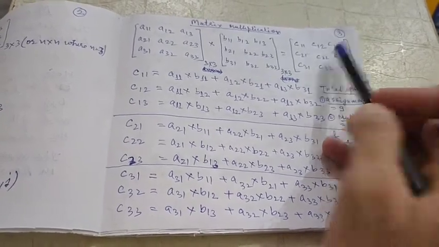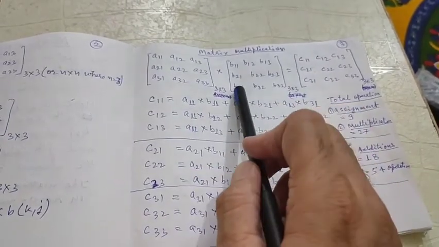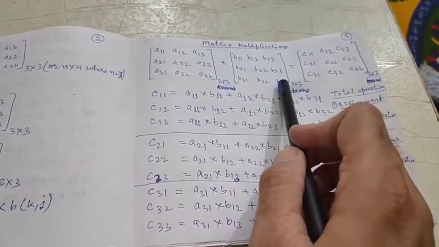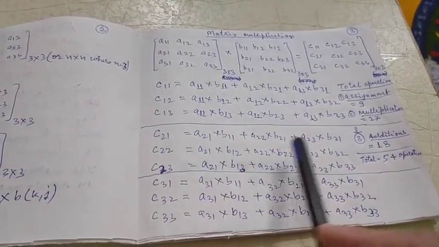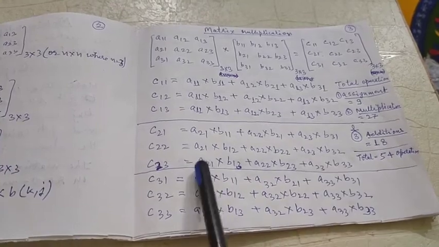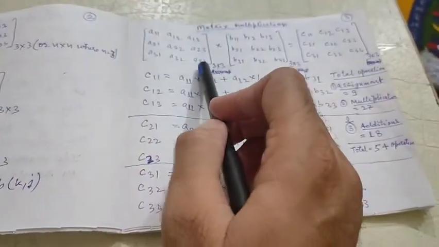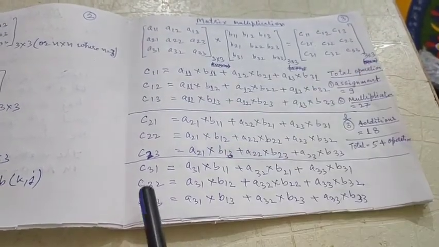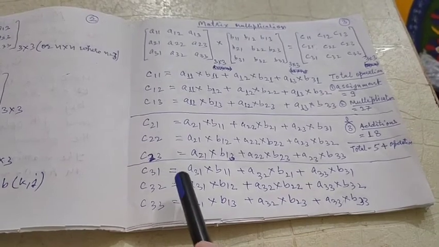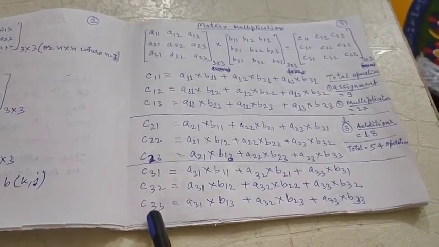In the same way, the second row will be multiplied by the first column, second column, and third column. In the same way, the third row will be multiplied by the first column, second column, third column. So in the same way, we will get C31, C32, C33.